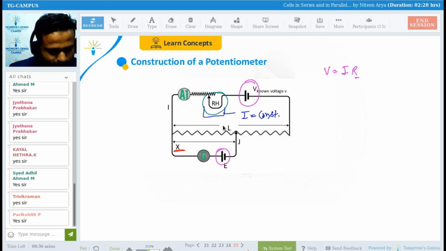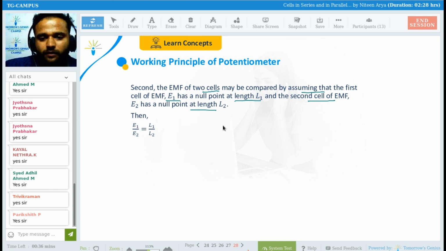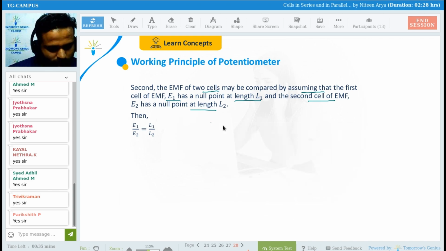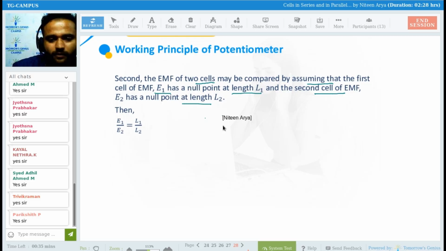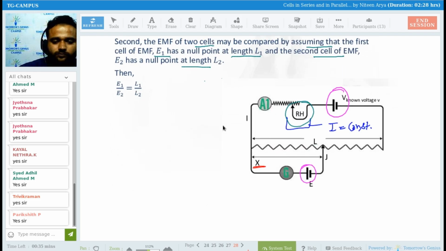I need to give this diagram here. Just a minute, beta, just a minute. Because then you're going to understand easily. Okay, just a minute.